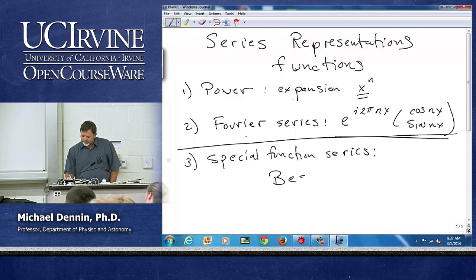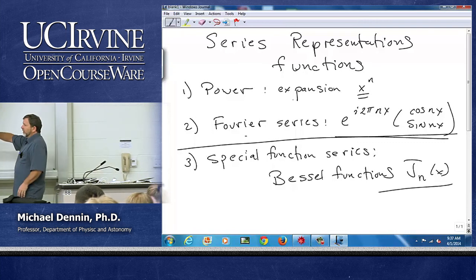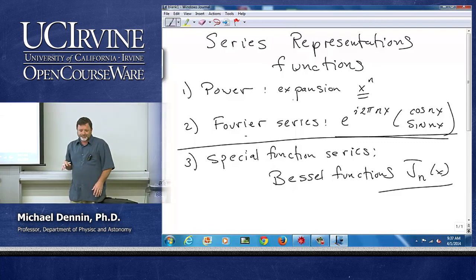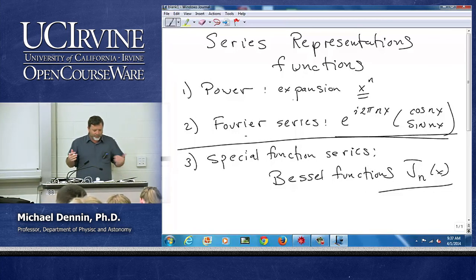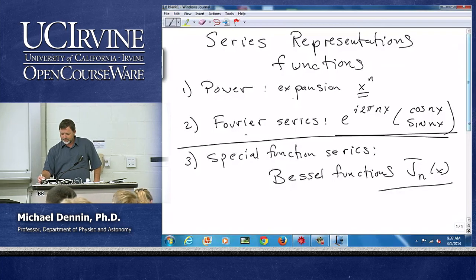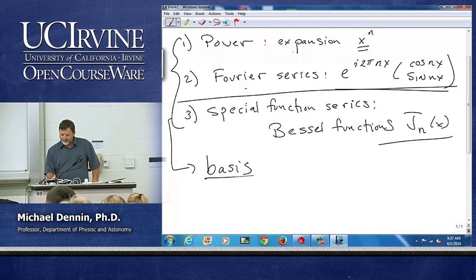For example, there are Bessel functions, which you may or may not, depending what math you've taken, have learned about yet. These are J sub n of x. And they can also be things that you can expand a function in. And I think one way to help think about this, right, all three of these are examples of a basis that you use to expand a function.